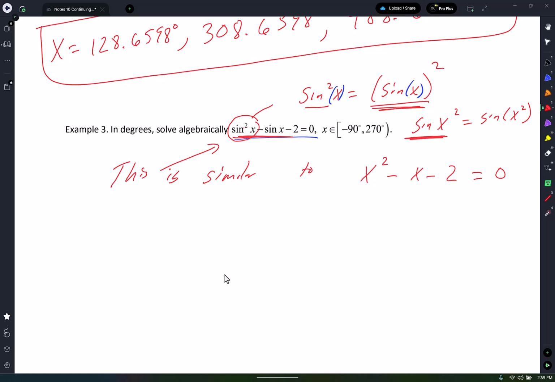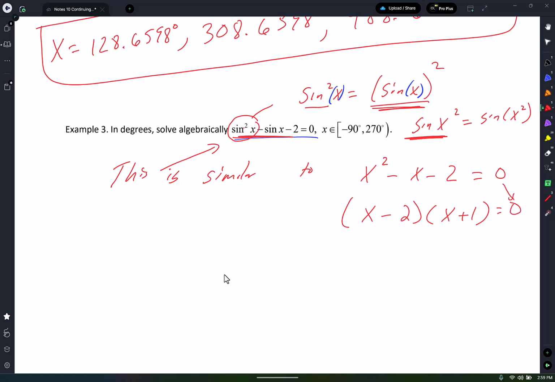Look, how do you factor this? Well, two numbers that multiply to give you negative 2 that add up to negative 1. Negative 2 times positive 1 is negative 2, and negative 2 plus 1 is negative 1. Do you guys see that? And that equals 0, so I'll put equals 0. That is that.